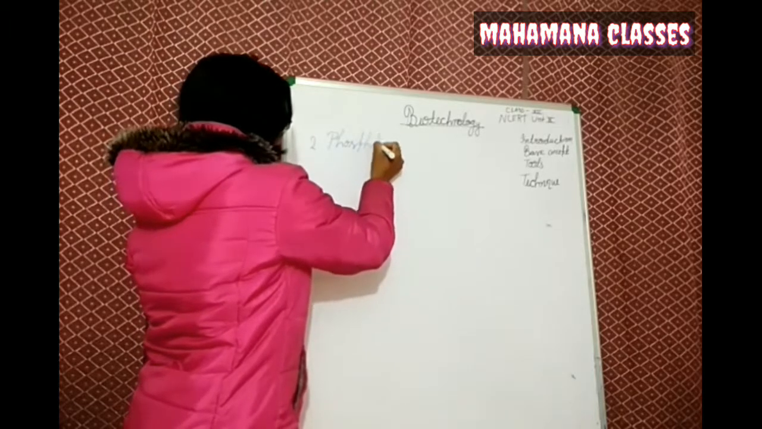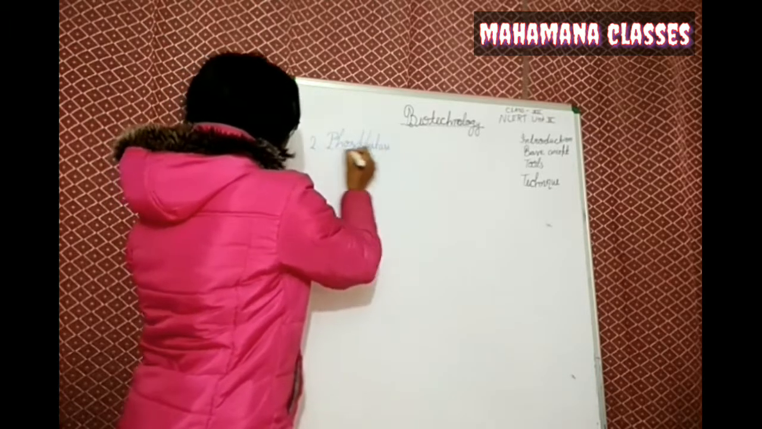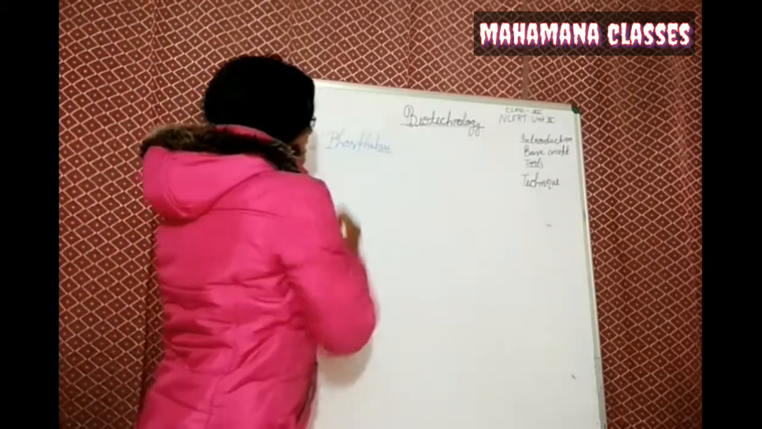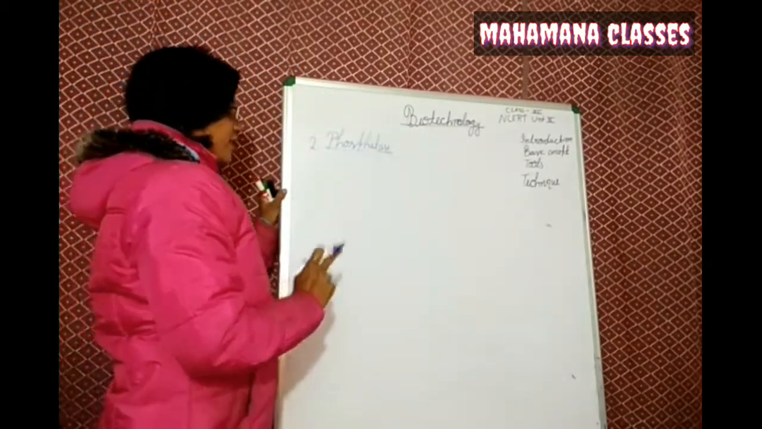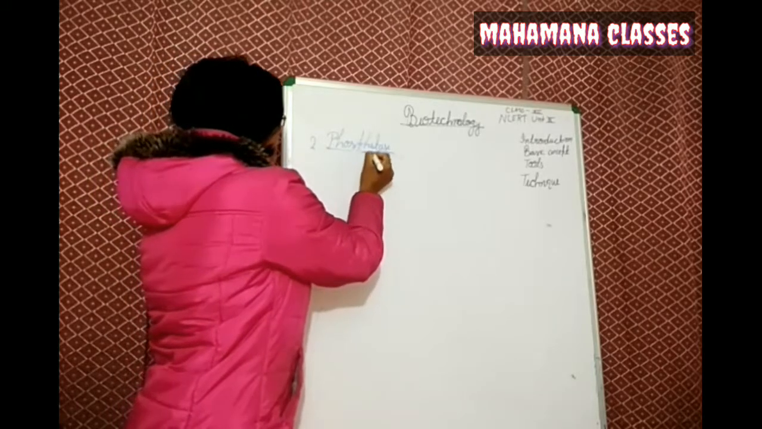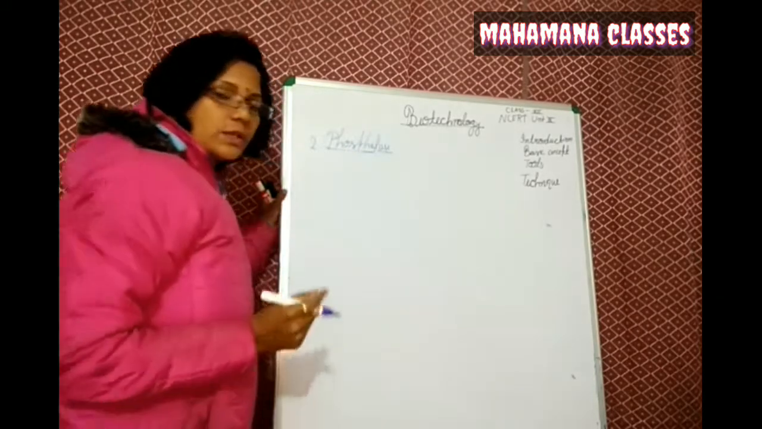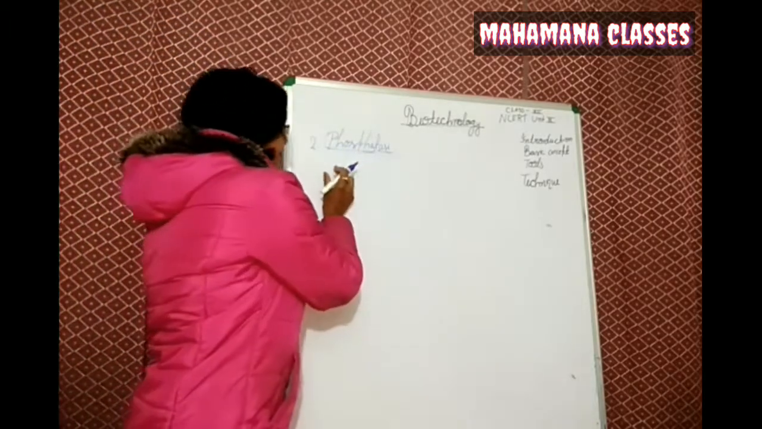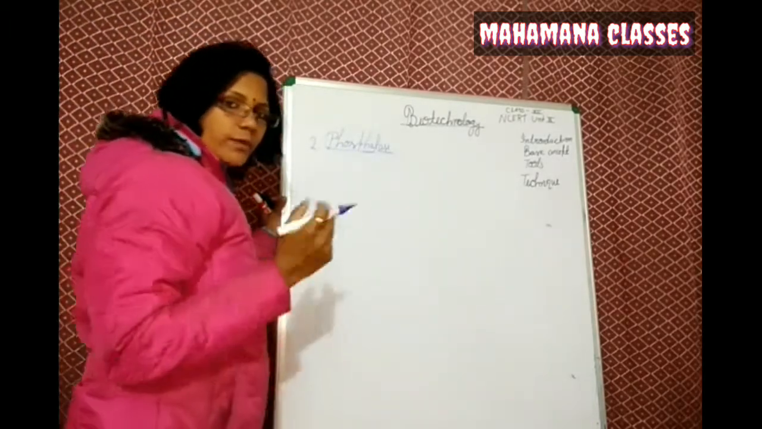Phosphatase. I am saying ase. If we are using this suffix ase, it means it is an enzyme and it is working on this phosphate group. What is going to happen actually? It will remove the phosphate group. What is the use of it?